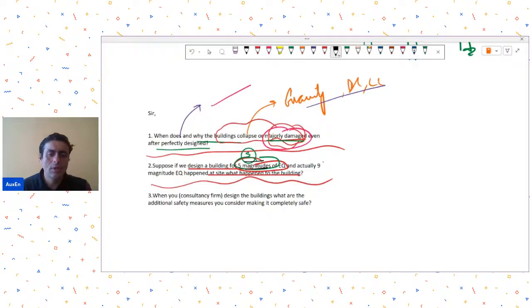So if the magnitude is 9, that means the energy is exponential. These Richter scales are not linear, they are exponential. So from 5 to 9 means, if I remember correctly, 10 to the power 4 times more strong will be your earthquake energy. So the entire city will be wiped out. Forget about the structure. If a 9 Richter scale earthquake was to hit, expect the entire city to be wiped out. Okay, wiped out.